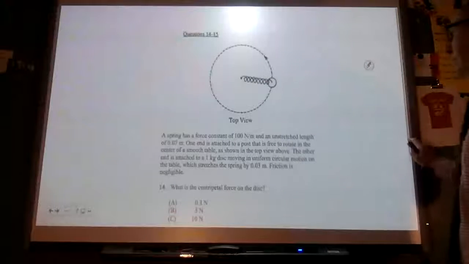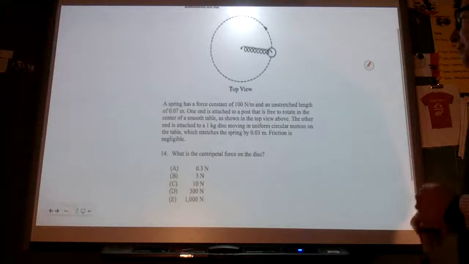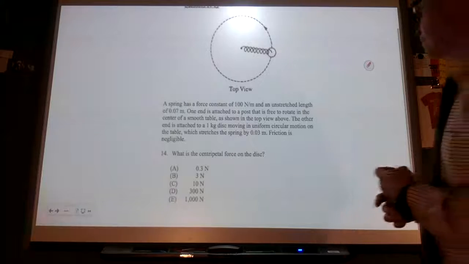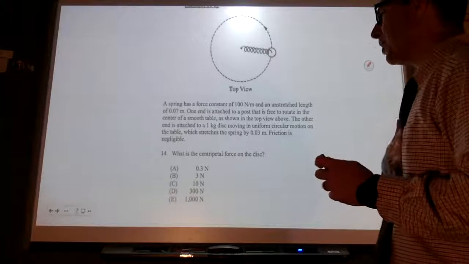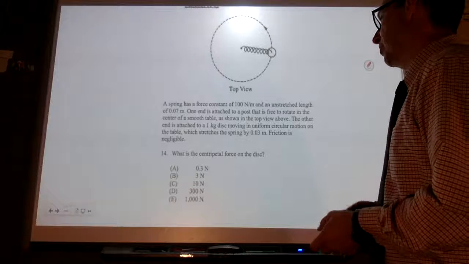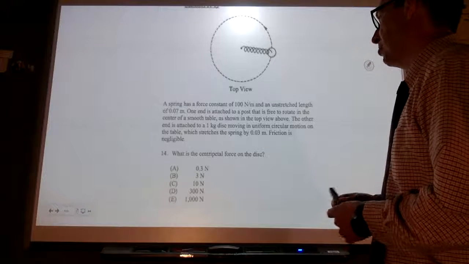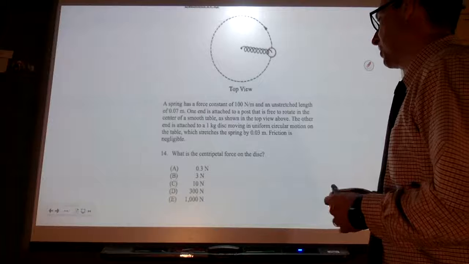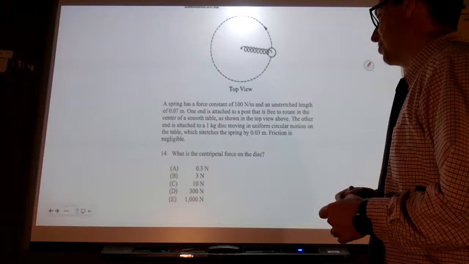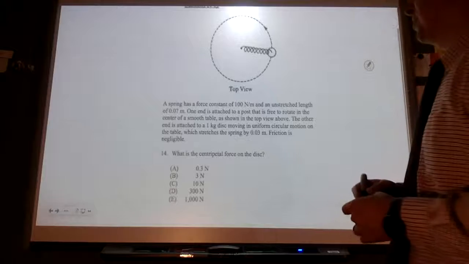A spring has a force constant of 100 newtons per meter and an unstretched length of 0.07 meters. One end is attached to a post that is free to rotate in the center of a smooth table, as shown in the top view above. The other end is attached to a 1 kilogram disc moving in uniform circular motion on the table, which stretches the spring by 0.03 meters. Friction is negligible. What is the centripetal force on the disc?